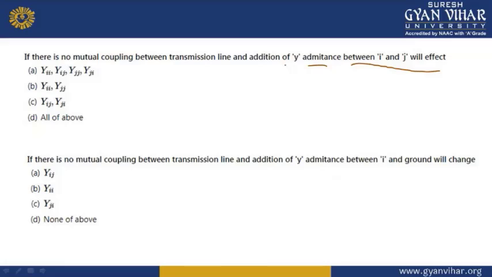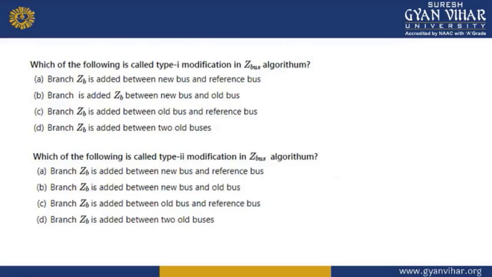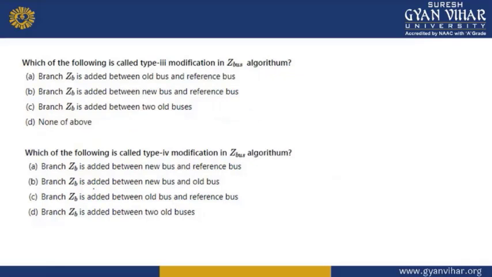Yes. Try to solve this. Next is, if there is no mutual coupling between the transmission lines, the addition of admittance between I and the ground will change what? This is important. Understand the concept. Look at diagram 2.7 and then we will see. Try to solve these two questions as well. These are related to the Z-bus algorithm. We will discuss them as well, but you can assume how these are being done.